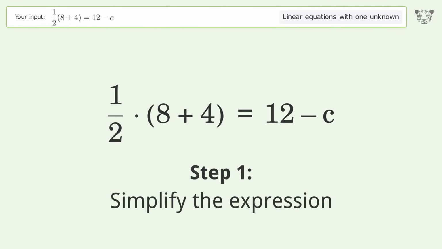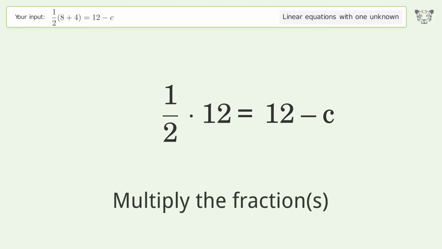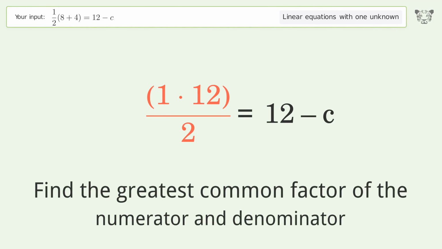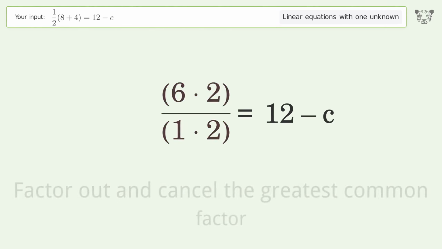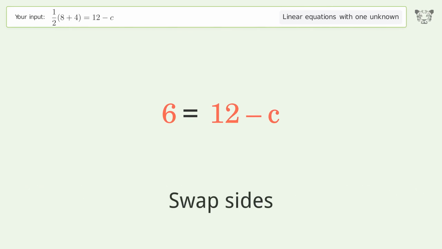Simplify the expression. Simplify the arithmetic. Multiply the fractions. Find the greatest common factor of the numerator and denominator. Factor out and cancel the greatest common factor. Swap sides.